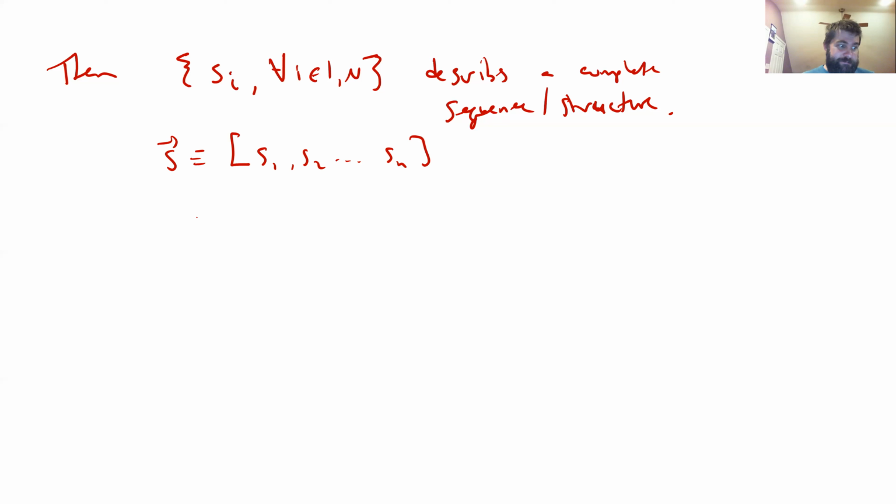With this, we are actually now ready to define an energy. How are we going to define the energy associated with a particular sequence? Well, the energy of sequence S can be broken down. Remember, we're working with this molecular mechanics force field.